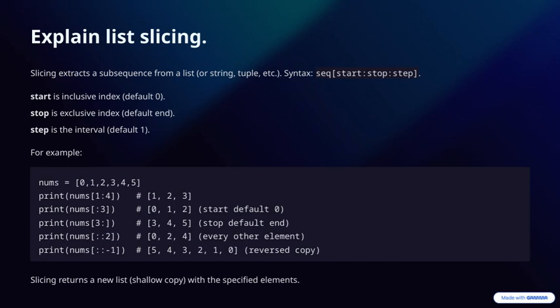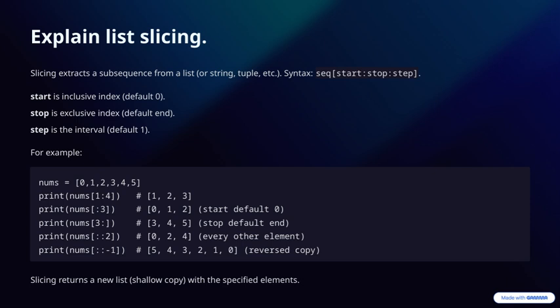Now let's talk about slicing, which is a powerful way to create a new list that contains a subset of elements from an existing list. When we use slicing, we're essentially making a shallow copy of part of the list, meaning it copies the references to the elements, not the elements themselves. In the example, we have a list called nums with values from 0 to 5. When we do print(nums[1:4]), we're asking for elements starting from index 1 up to but not including index 4. So the result is 1, 2, 3.